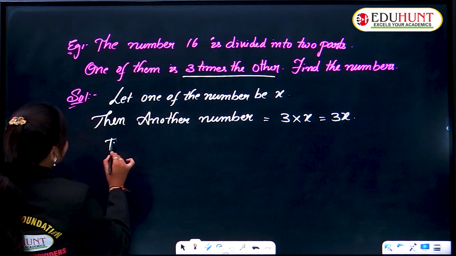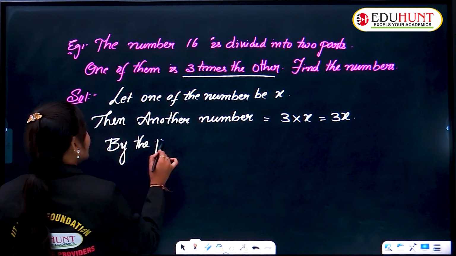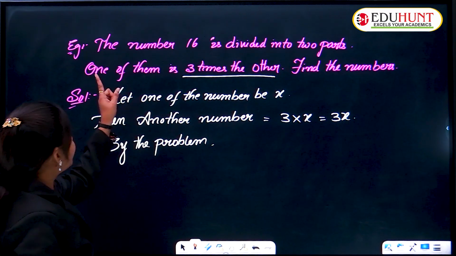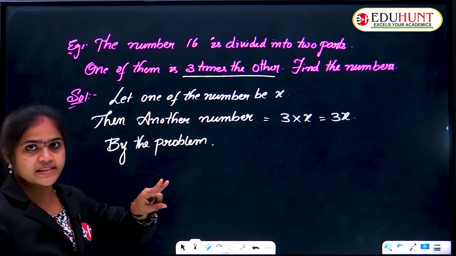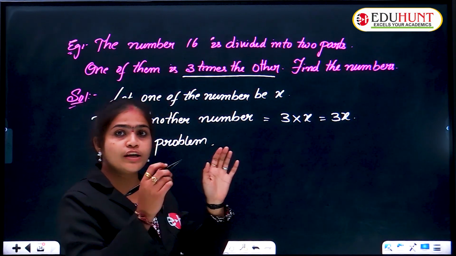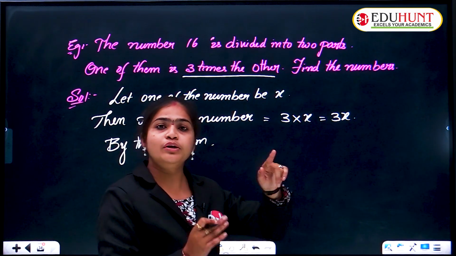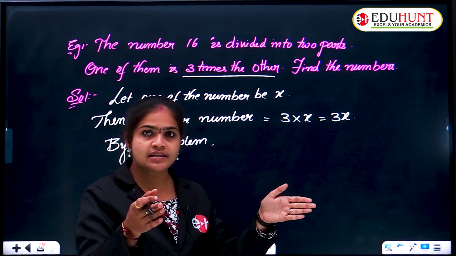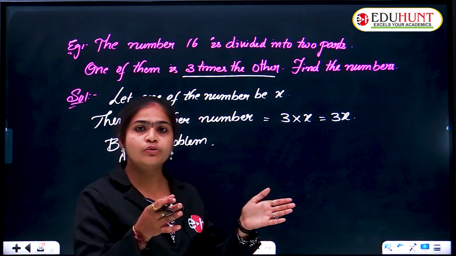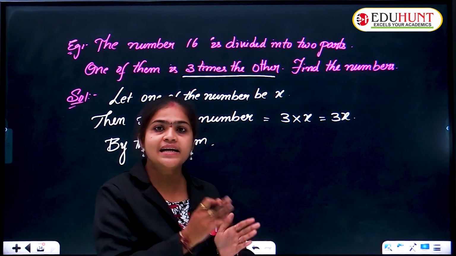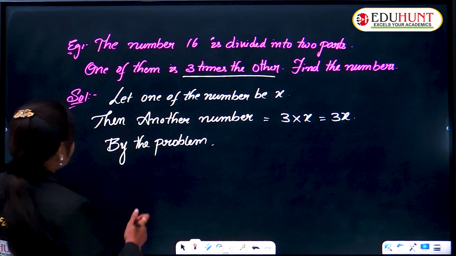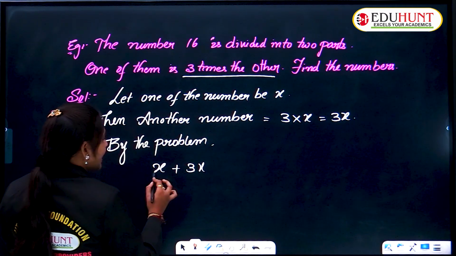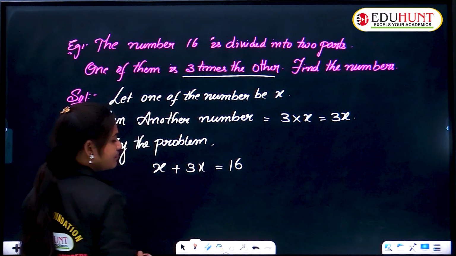Now here, from the problem, whatever you understand related to that, just make an equation. Understood? See that. The number 16 is divided into 2 parts. If you add those 2 parts, then you will get 16. Okay, read the question properly. 16 is divided into 2 parts. If you add those 2 parts, then you will get 16. Now here see that, adding the 2 means x plus 3x. By adding these 2 parts, we are getting 16.